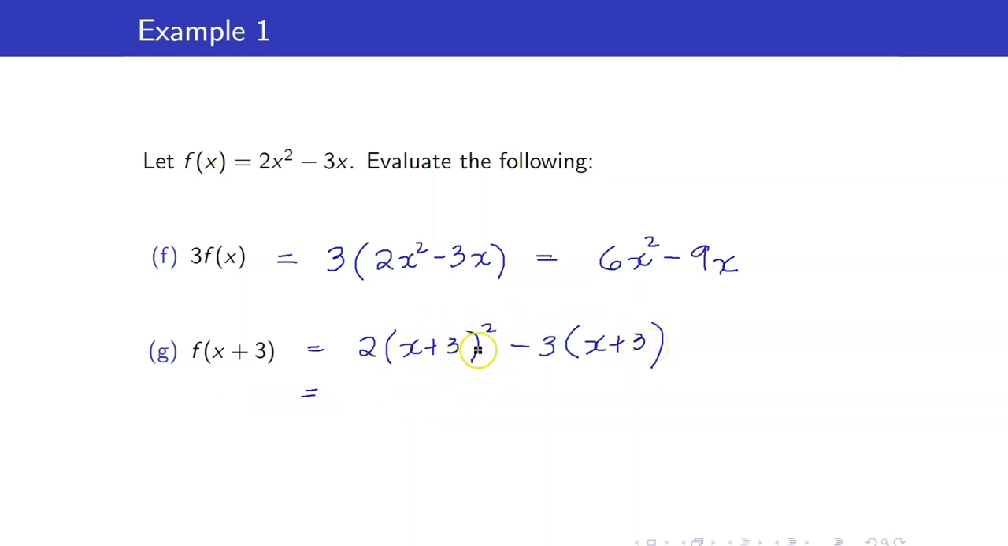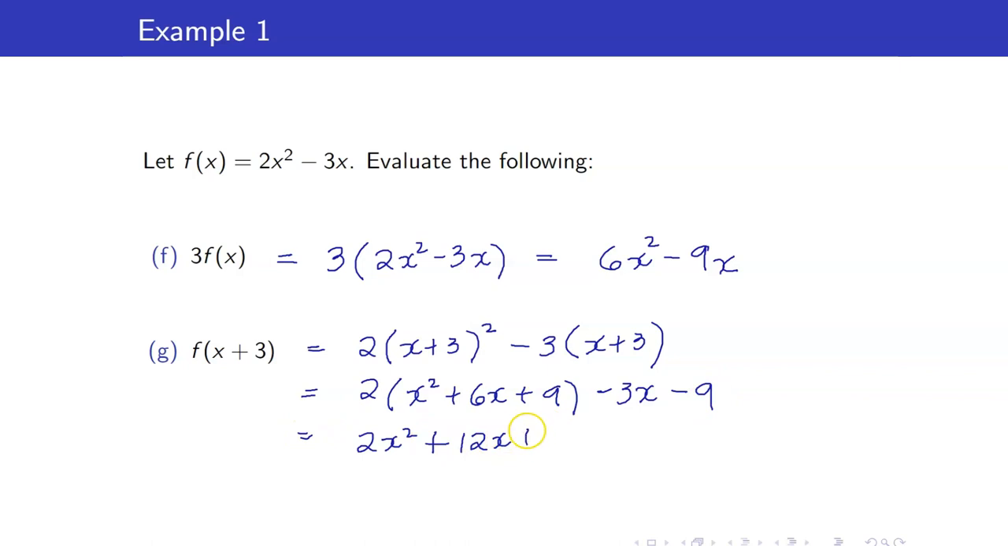Order of exponents, get the square of x plus 3 first. That is x squared plus 6x plus 9. This one here is minus 3x minus 9. So we have 2x squared plus 12x plus 18 minus 3x minus 9, which can be simplified as 2x squared, 12x minus 3x is 9x. 18 minus 9 is plus 9.